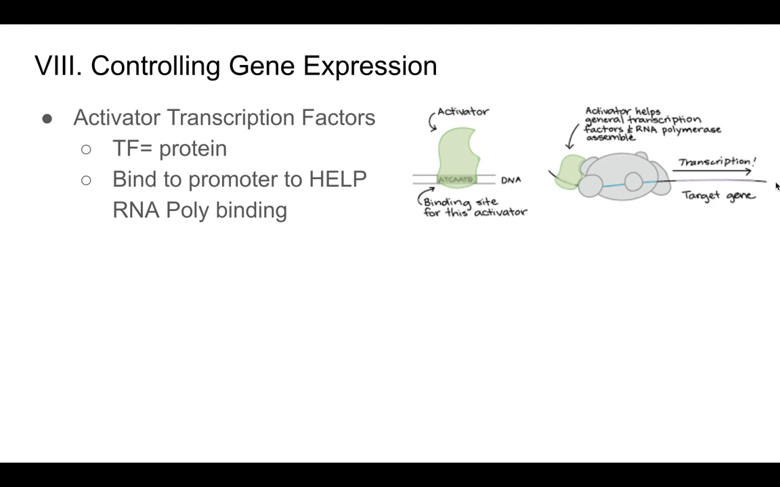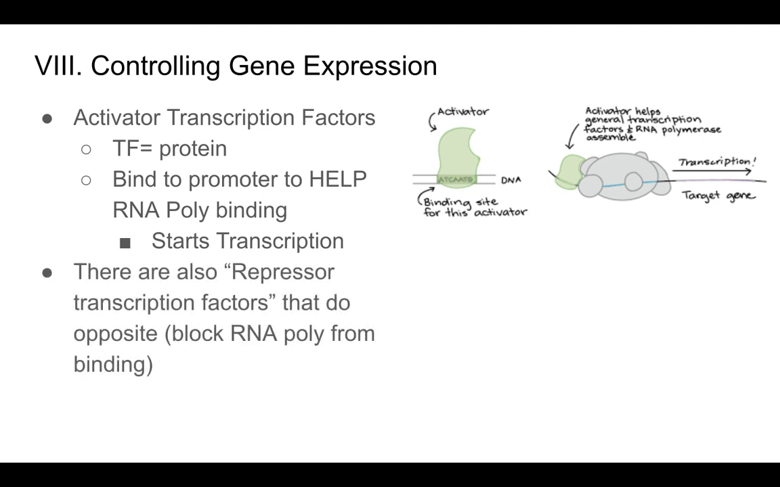So activator transcription factors are helpers. They will start the process of transcription. There are also repressor transcription factors that do the opposite. If a repressor sits down on the promoter region, it actually blocks RNA polymerase from binding, and you cannot transcribe that section of DNA. So there are two categories of transcription factors: activators and repressors. They will either help kickstart the process of protein synthesis, or they will prevent transcription from occurring and ultimately a protein from being created.